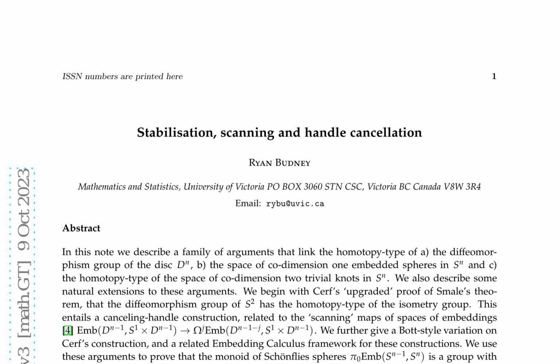In the realm of manifold theory, this section of the research paper delves into stabilisation, scanning, and handle cancellation. It primarily explores the homotopy equivalence between two spaces, ΩEmb_ν(D^{j-1}, D^n) and Emb(D^j, S^{n-j} × D^j, D^n). The first space, ΩEmb_ν(D^{j-1}, D^n), denotes the loop space of embeddings of D^{j-1} in D^n, with a fixed boundary condition and isotopically trivial on the boundary.